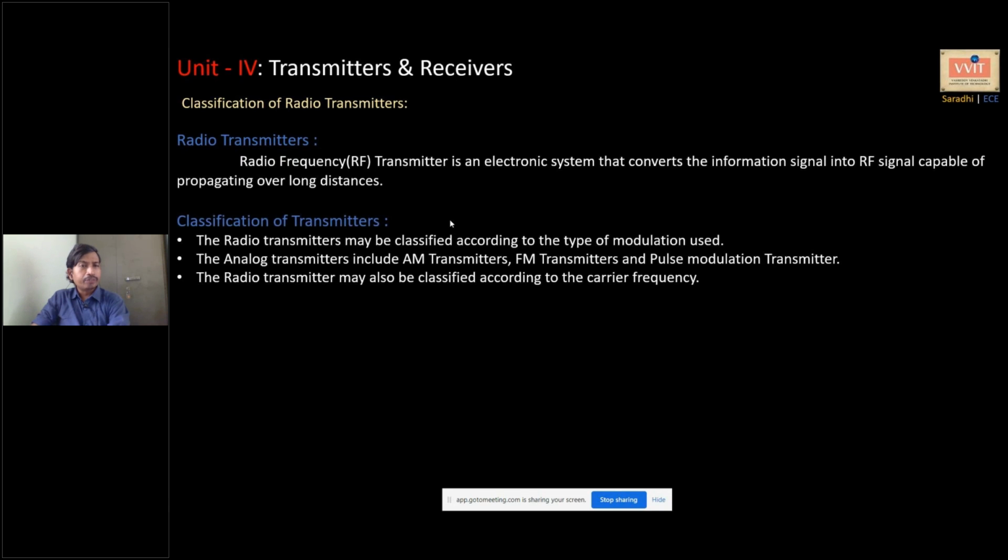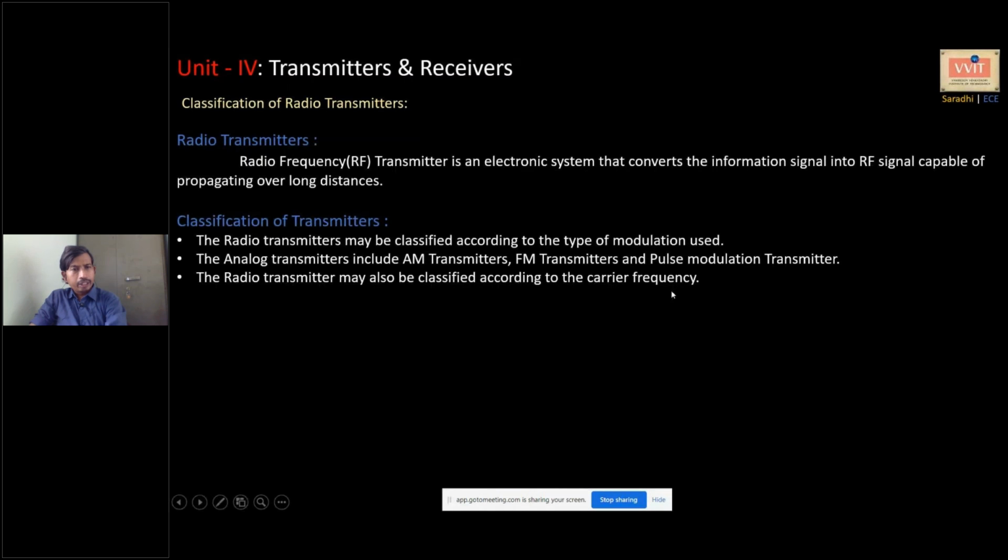Now, coming to classification, it is based on several factors. It is classified according to the type of modulation used. Now you know different varieties of modulation techniques: AM, FM, PM. So based on the modulation technique, the classification of transmitters is there, and different design requirements will be there. Similarly, another category is based on the carrier frequency used.